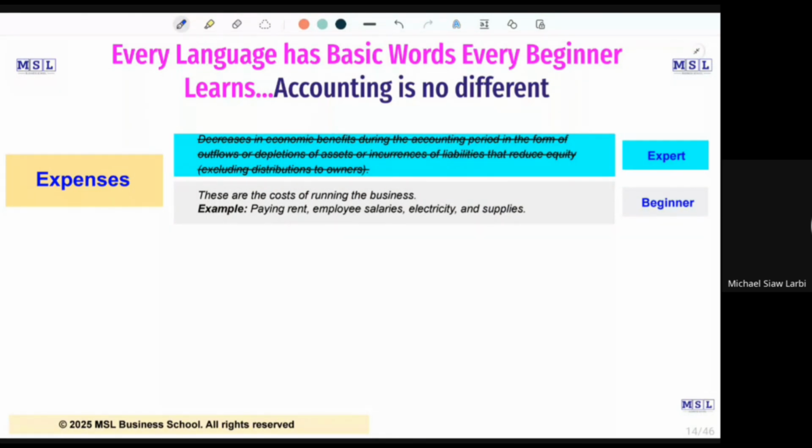If you have employees who are working for you and you're not a sole proprietor, you need to pay salaries. It's an expense. You need to pay electricity. You need to pay for supplies. Anything. Any cost of doing business is going to be called an expense.